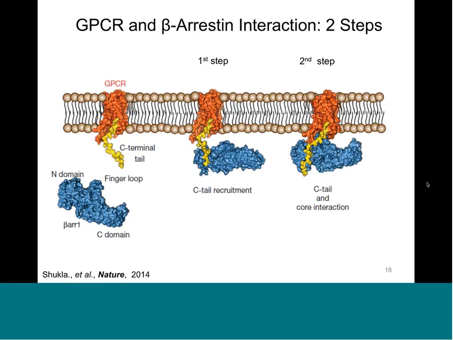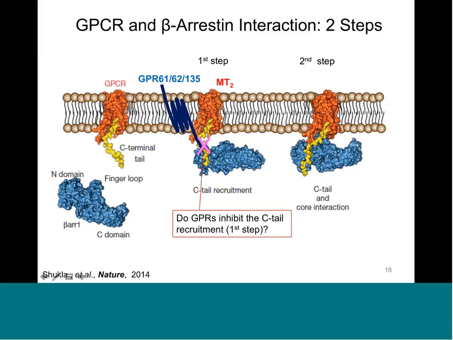For further mechanism, the knowledge of a recent publication from the Lefkowitz group helped us. In this paper, they showed GPCR and beta-arrestin interaction consists of two steps. As a first step, C-tail of GPCR is recruited to beta-arrestin. Then, as a second step, finger loop region of beta-arrestin is inserted into GPCR and makes a much stronger interaction. Coming back to our GPCRs, we hypothesized that these three GPRs inhibit the MT2 C-tail recruitment to beta-arrestin.